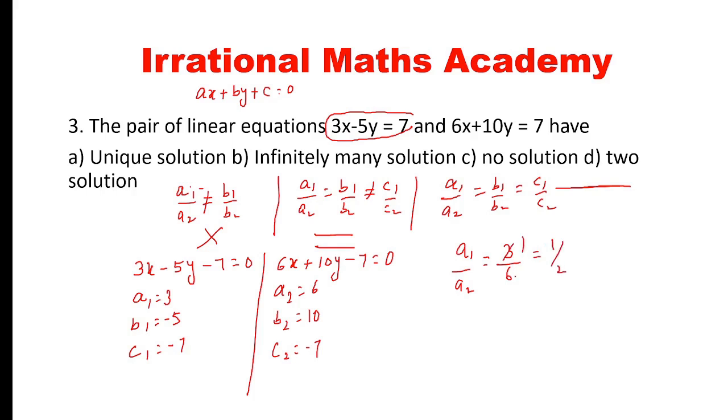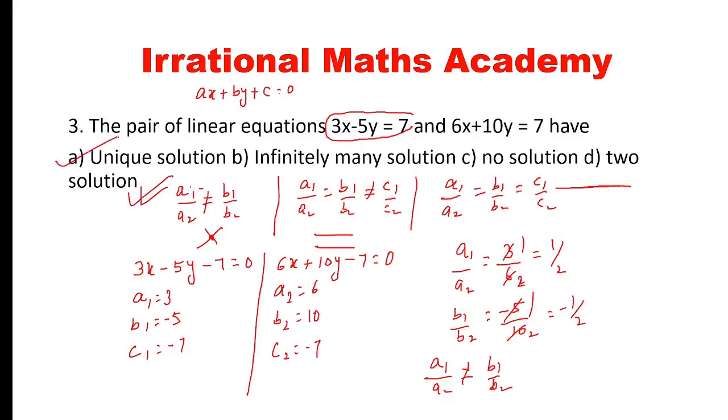How did I get this one? 3 ones are 3, 3 twos are 6. Next, b1 by b2 also. So what is b1? Minus 5. What is b2? 10. So 5 ones are 5, 5 twos are 10. What will we get here? Minus 1 by 2. So if you observe it, what are we getting? a1 by a2 not equal to b1 by b2. So intersecting lines we are getting. This condition it is satisfying. So intersecting lines will have only one unique solution. So the answer is what?